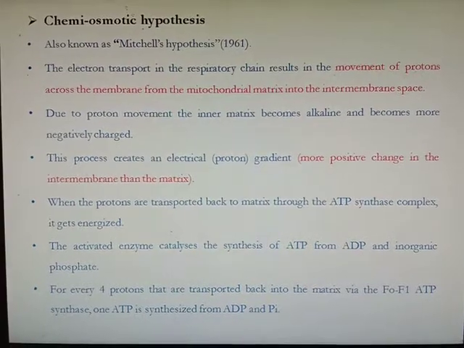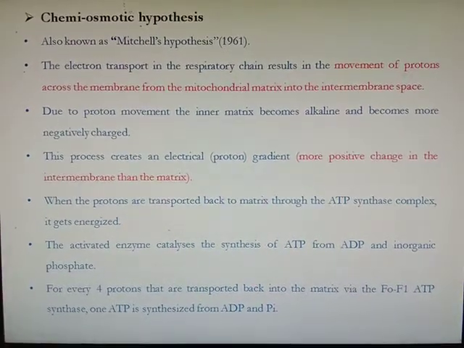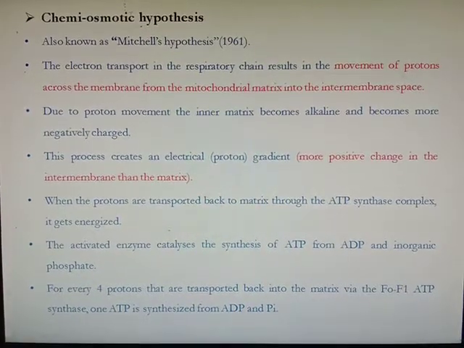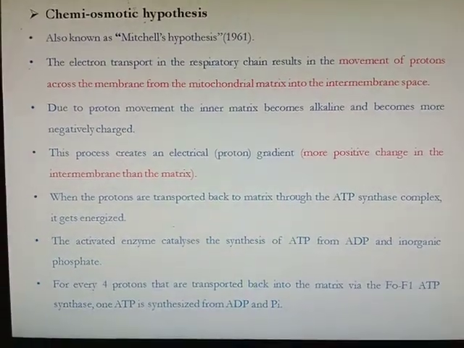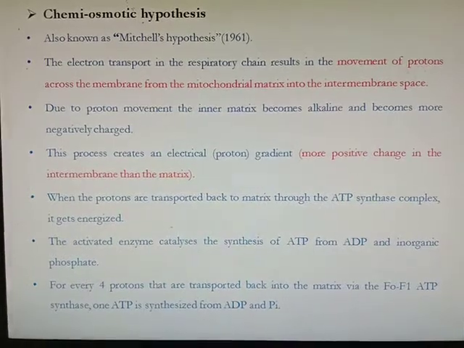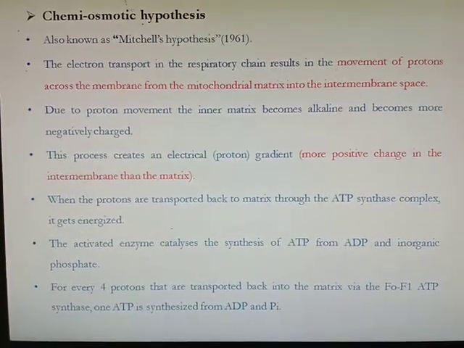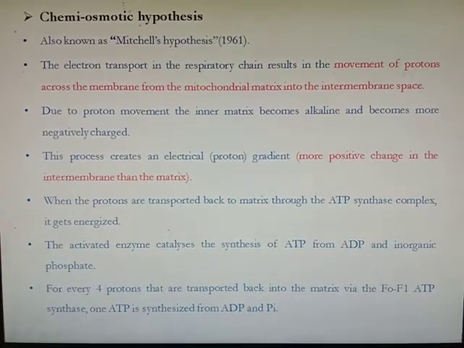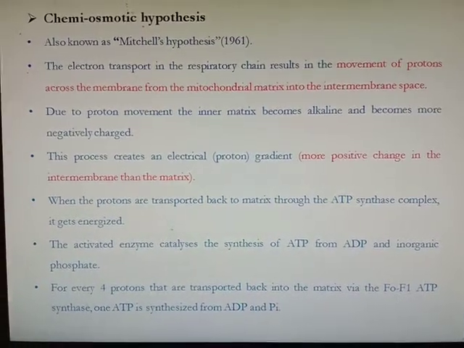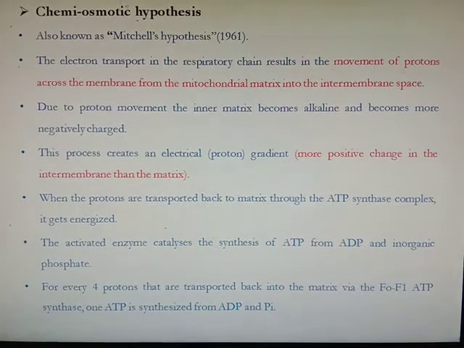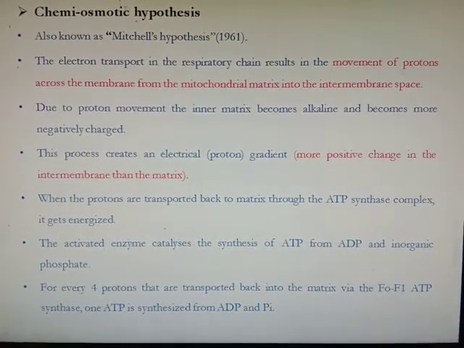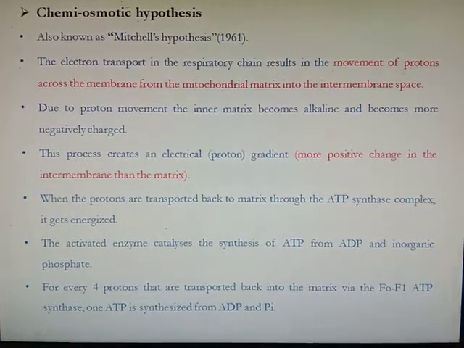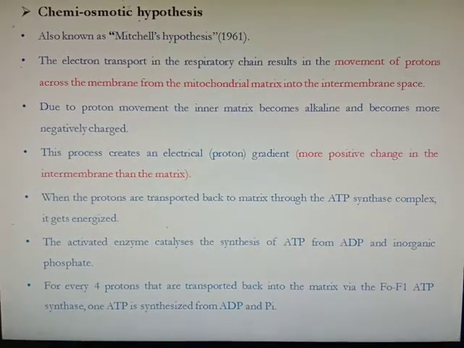intermembrane space. Due to proton movement from the matrix to the intermembrane space, the hydrogen atoms, which are positively charged, become less in the matrix, due to which the matrix becomes alkaline and more negatively charged, because the hydrogen atoms, which are positively charged, are moved into the intermembrane space. This process creates the electrical gradient, meaning more positive charge in the intermembrane space and more negative charge in the matrix.